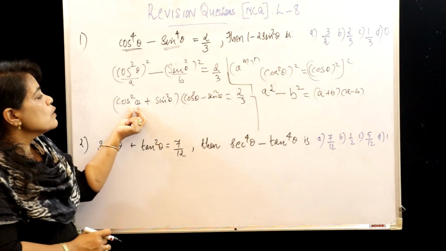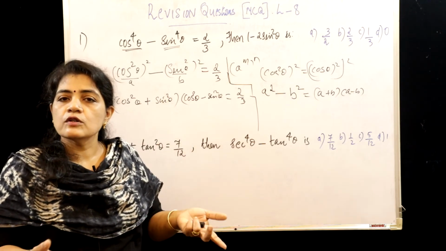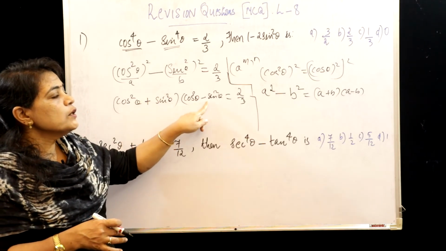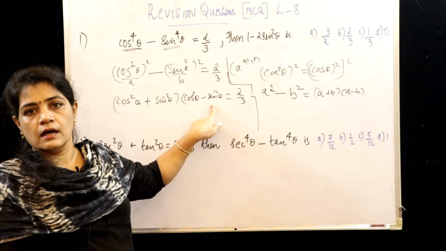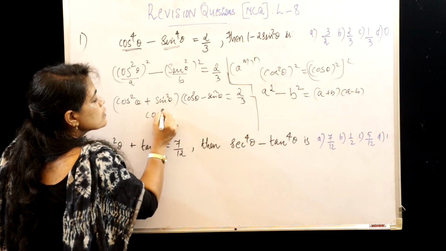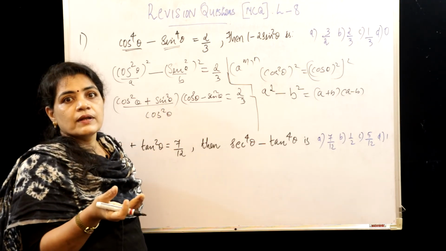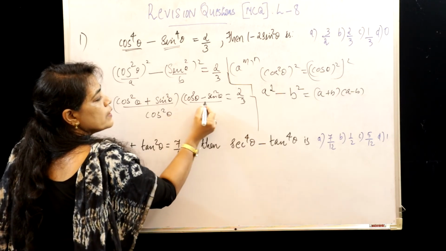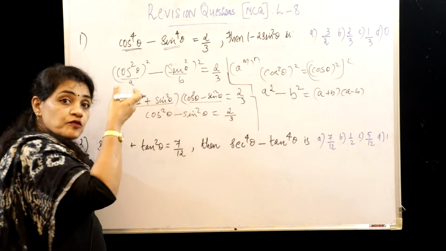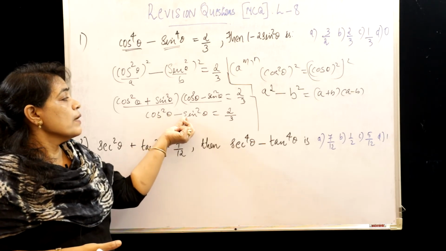Children, what is cos square theta plus sin square theta by identity? That is 1. So this factor is now reduced to 1. 1 into cos square theta minus sin square theta, and because of the identity, that factor is replaced with 1. So cos square theta minus sin square theta equals 2 by 3. After simplification of the LHS, we got cos square theta minus sin square theta.